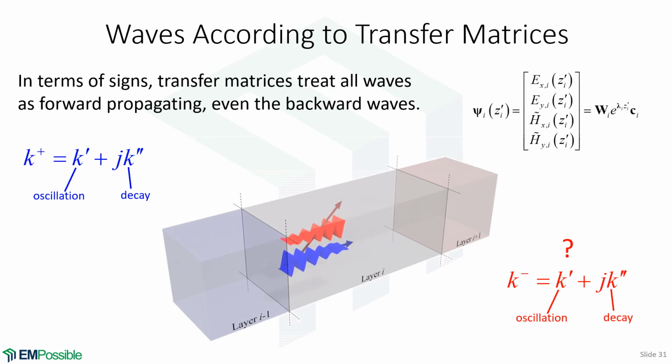But here's the thing. The transfer matrix method has combined forward and backward waves all into one big solution. So in terms of signs, we're really treating everything as if it's traveling forward. So we have to ask ourselves, what happens to this wave vector for backward waves when we're treating it, at least in terms of signs, as propagating forward?